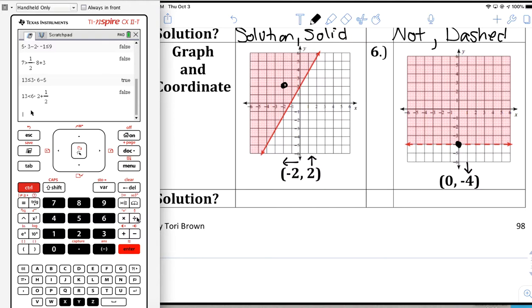All right, so last one. Problem number 5. That one is a solution. He is in the shaded. Problem number 6 is not a solution. Even though there's shading on that graph, he is not a solution. He's on that dashed line, and that's a no-go. Okay? So to be a solution, you must be in the shaded or on a solid line.